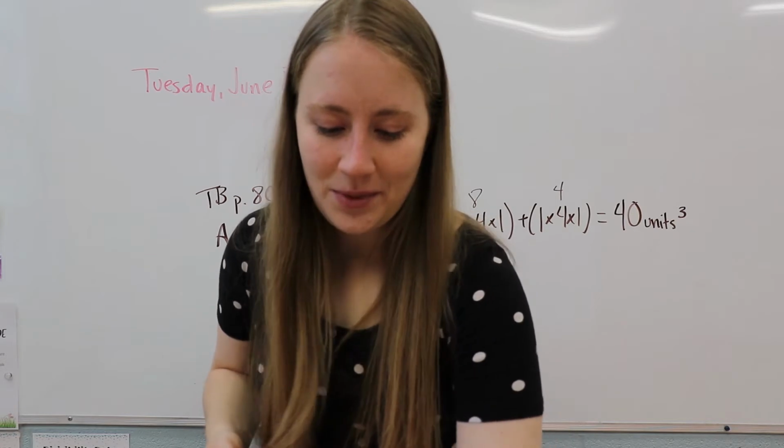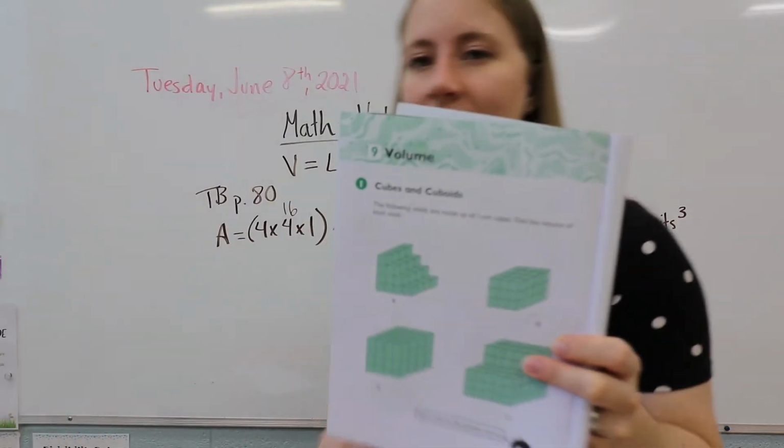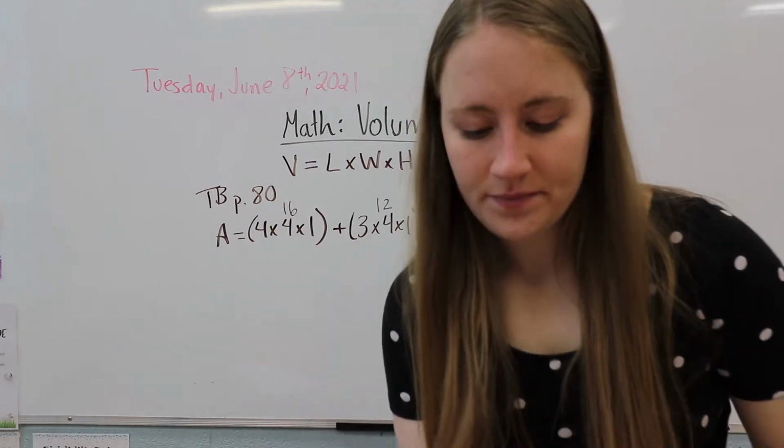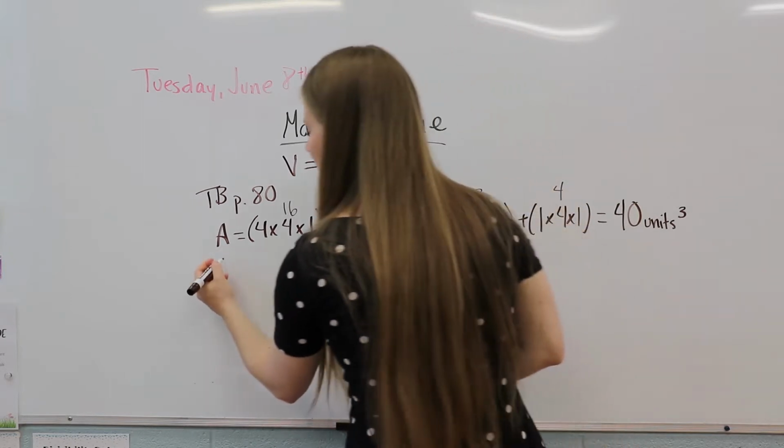Okay, so let's look at B. So B is a nice cuboid shape. So we can just fill in the length and width and height. So the length is 4.